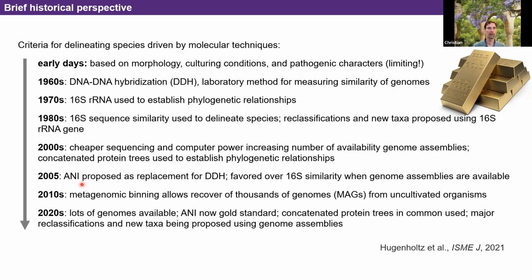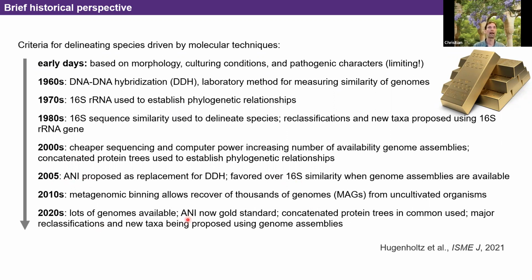Now, as I mentioned, in the 2010s, we recovered, as a field, right, microbial ecology, microgenomics, hundreds of thousands of new MAGs from uncultured organisms, and most of them didn't have a 16S, right? You couldn't do a DNA hybridization because you had no culture, so ANI was really the method that gained more and more traction. And today, yes, we have lots of genomes.